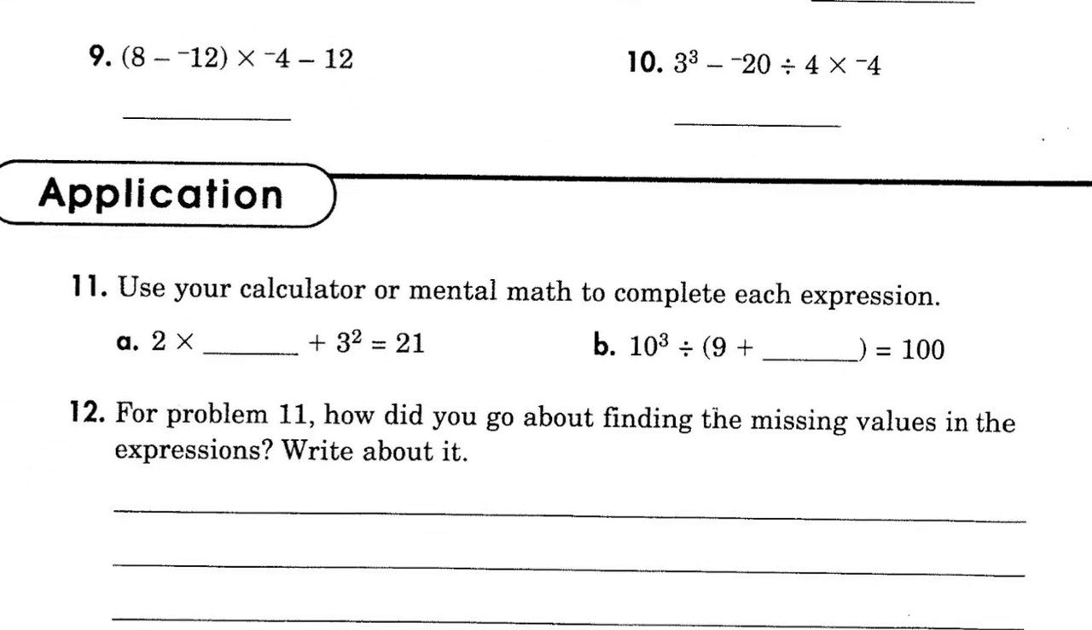When you come down here, it says use your calculator or mental math to complete each expression, which is just what you were doing up above. On number 11, you've got to figure out what number belongs in that space. For problem 11, how did you go about finding the missing values in your expression? Write about it. Your answer is going to vary. What did you do to figure out what's in that blank? And your response should not be, I asked my teacher. How would you have gone about doing it?